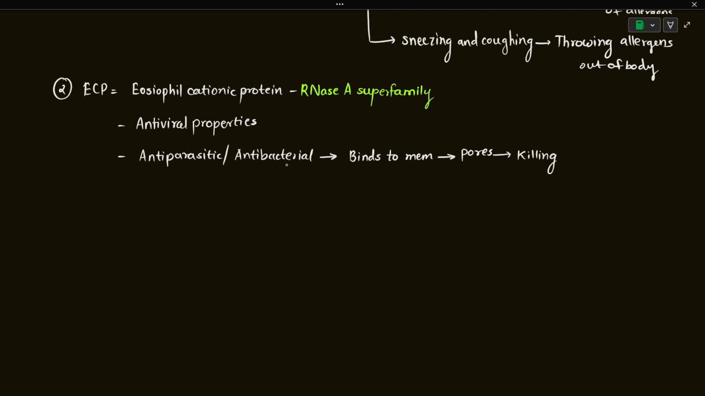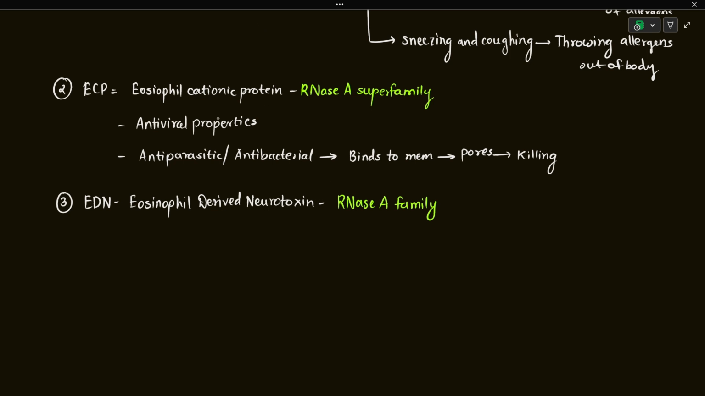The other protein that is found in the matrix of the eosinophil granules is the EDN, which is eosinophil derived neurotoxin. So this protein has neurotoxic properties. It also belongs to the RNase A family. So this is also a ribonuclease which is going to be effective against the pathogens, but this is less cytotoxic.